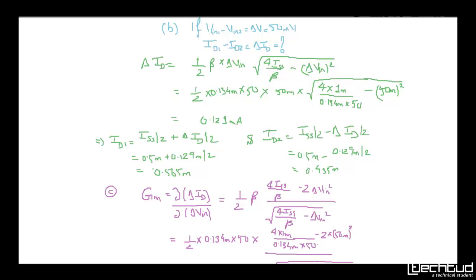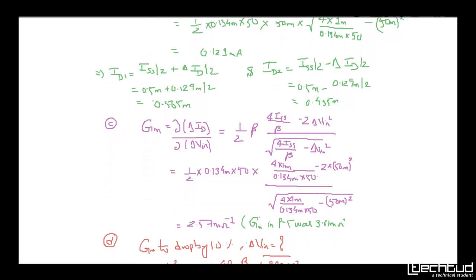Now the third problem is, what is the transconductance of the circuit? In the last session, again we derived the formula, so we are not going to derive it again. GM is delta ID by delta V in, the transconductance of the entire circuit. When you solve it, you get 1 by 2 beta times (4 ISS by beta minus 2 delta V in whole squared), divided by (4 ISS by beta minus delta V in whole squared). We know beta, we know ISS, we know delta V in, so we can calculate the transconductance of the circuit. We get 2.57 milli ohm inverse. In the last problem, we got 3.61. So we can see that the transconductance has reduced. When W by L of the differential pair reduces, the transconductance of the entire circuit also reduces.